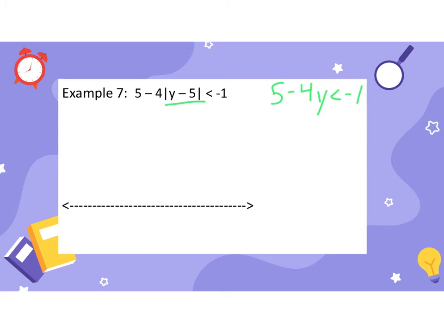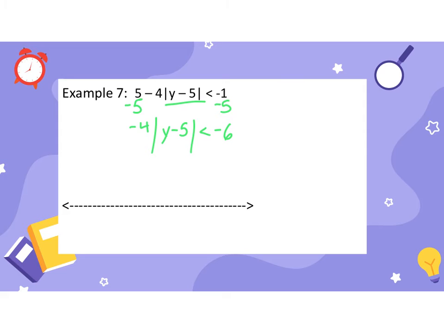Give you about 10 more seconds. Keep going. Okay, let's try it. So the first thing you should have done is just subtract that 5 over. So you'll end up with a negative 4 absolute value of y minus 5 is less than negative 1 minus 6, negative 6. Okay.